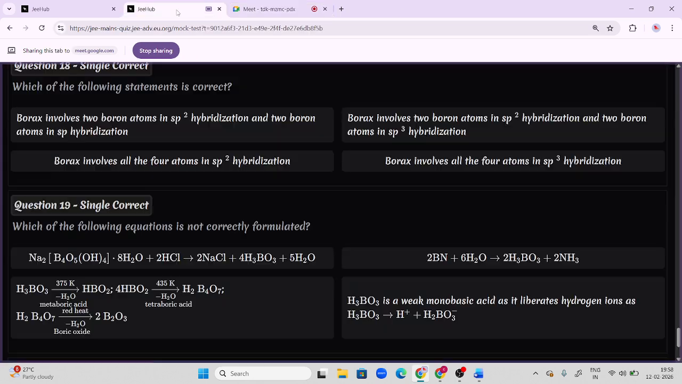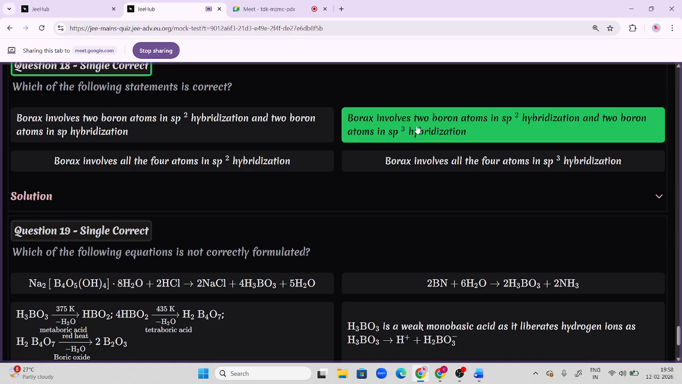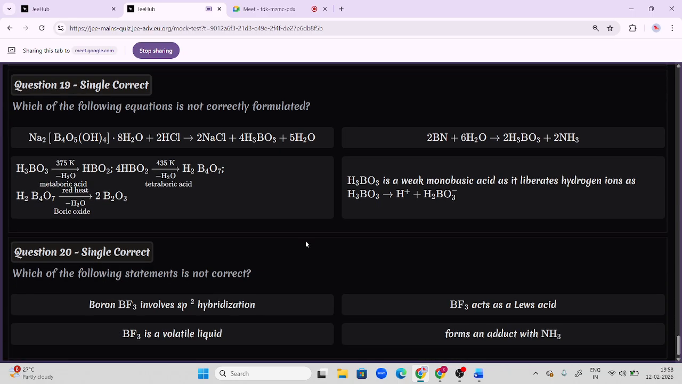Second option. Second option, very good. We just now discussed. Borax has two types of hybridization, sp2 and sp3. Okay, next.